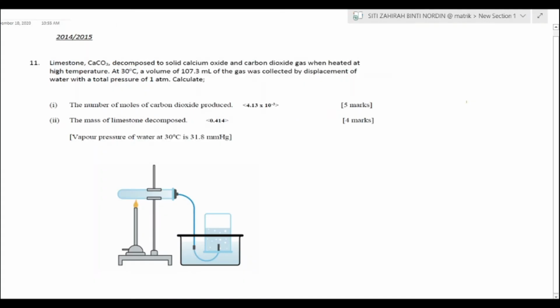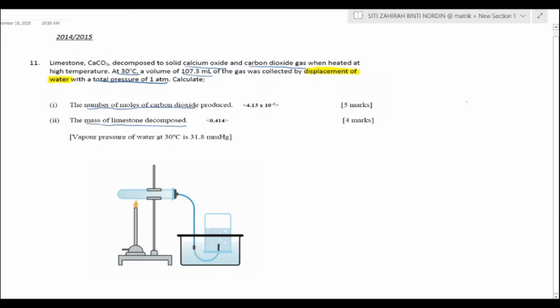The last question involved the displacement of water. We've got CaCO3 limestone decomposed to a solid calcium oxide and carbon dioxide gas when heated at high temperature. So at a temperature of 30 degrees Celsius, you've got a volume of 107.3 ml of carbon dioxide gas collected by displacement of water. Okay, please highlight this word, with a total pressure of 1 atm. So calculate first the number of moles of carbon dioxide and the mass of limestone decomposed.